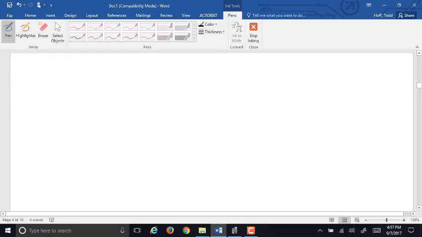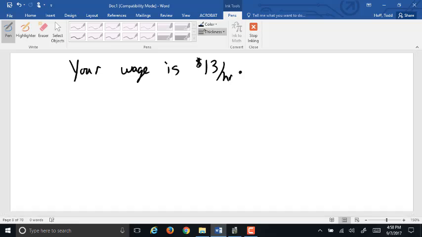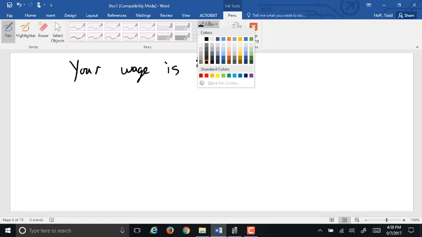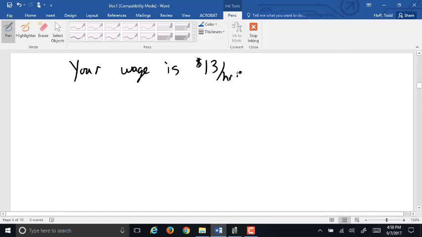We could look at pay. Let's say your wage is $13 per hour. Now, before I even write out the rest of this problem, what we know about wages, we know that our total pay is equal to our wage, in this case $13 per hour, times the number of hours.